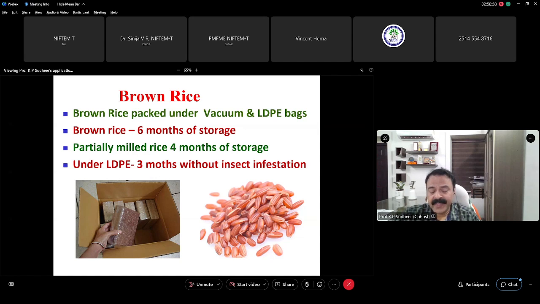And you can see the women's group which is doing whole grain, full bran rice in vacuum packs. You can see this style of packaging, by which we can extend the shelf life of the whole bran rice also.